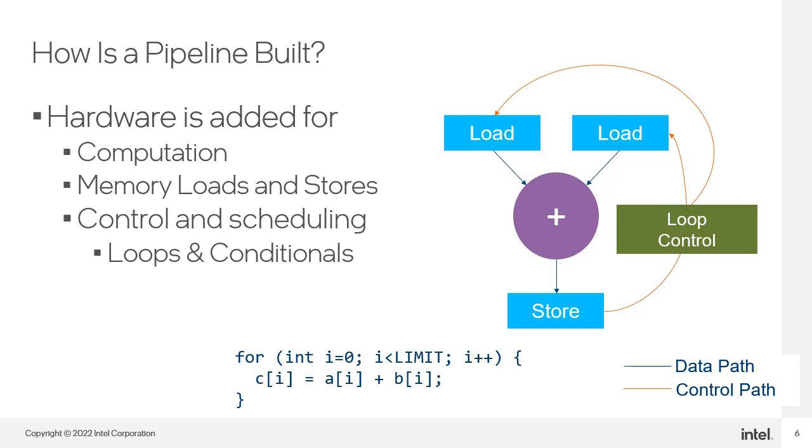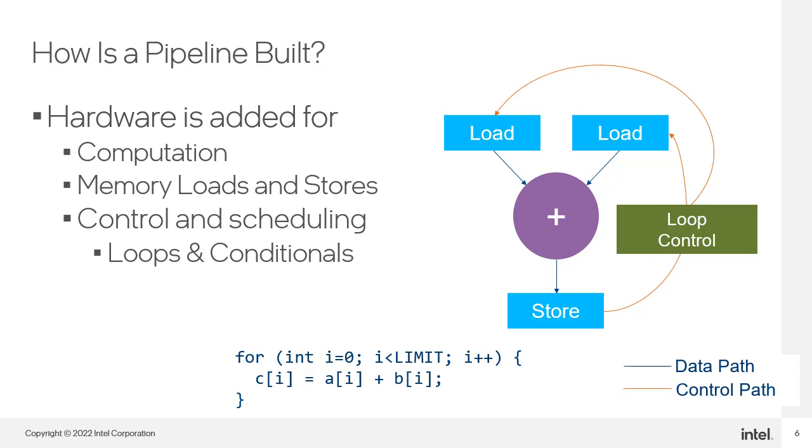Depending on the kernel code, hardware is built into a custom pipeline. Hardware is added for computation, memory loads and stores, control, and scheduling. A pipeline typically has many stages, as many as 200. This picture shows a very simplified pipeline built for the kernel code, which is a vector addition. For this design, an adder for carrying out the computation, a load unit, and store unit is required, and this is built into the pipeline as shown in the figure.